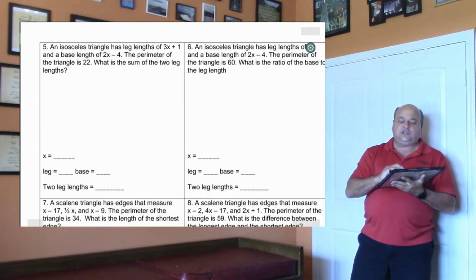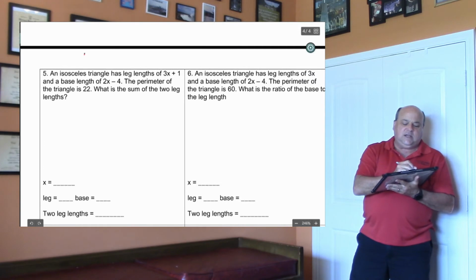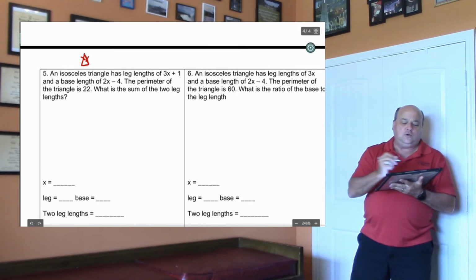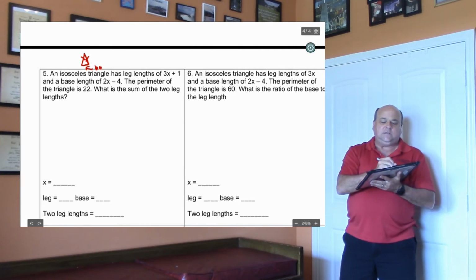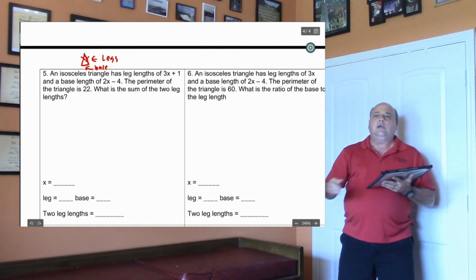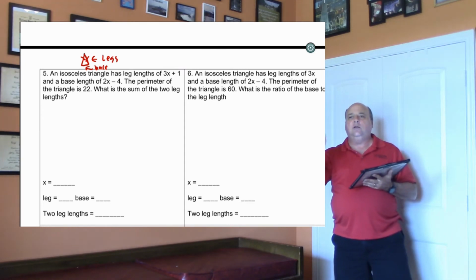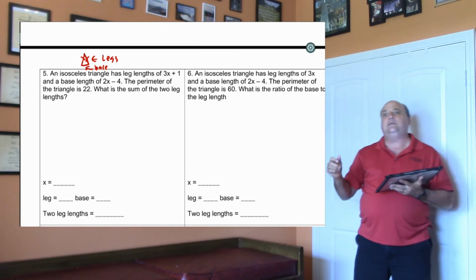So an isosceles triangle. Remember, an isosceles triangle is a triangle with two equal edges, and the other edge is called the base. The two equal edges are called the legs. An isosceles triangle kind of looks like a teepee. The two edges that are the same are called legs, and the bottom of the teepee is the base, okay?